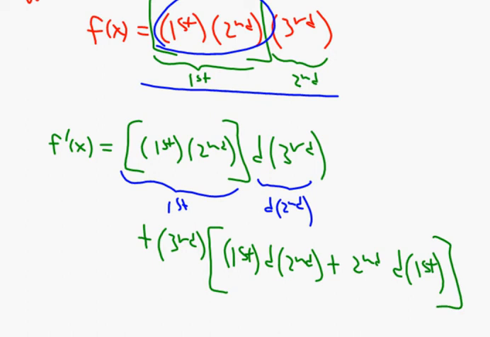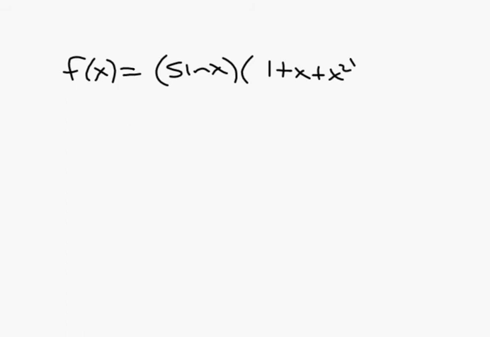And then this big expression you end up with at the end is the product rule for a product of three functions. All right, so let's just try one more example. I'm not going to do an example of a product of three functions, but consider this. Suppose you had f of x equals sine x times 1 plus x squared.